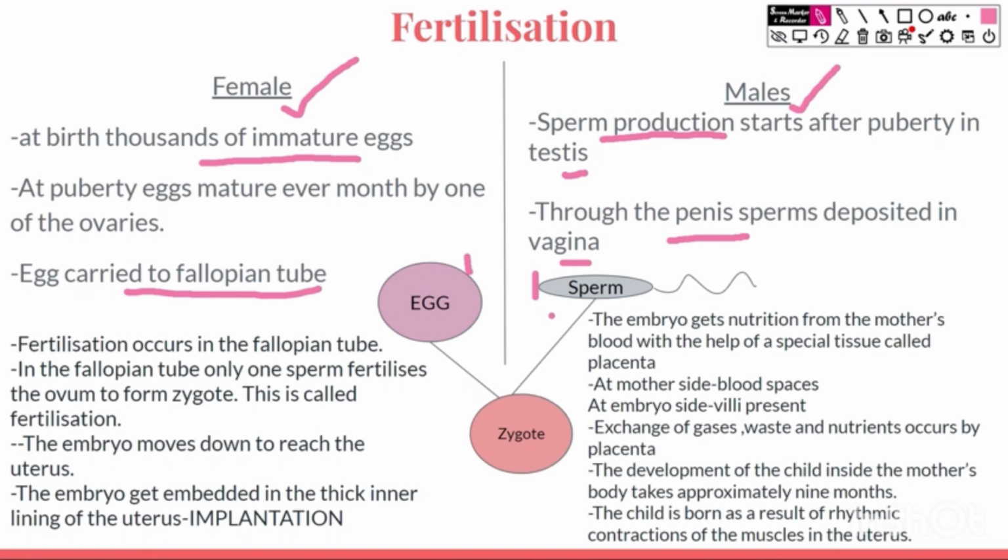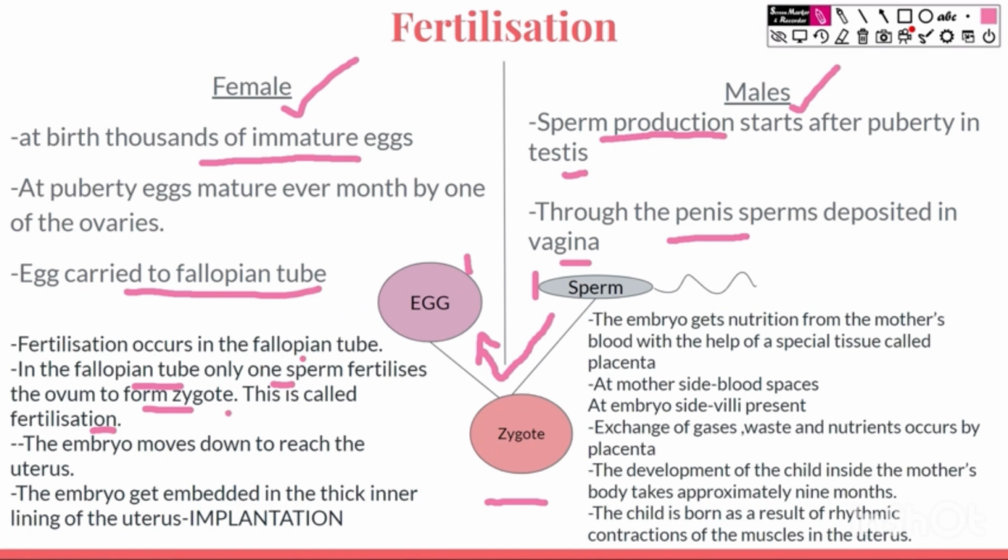The sperm will travel all its way and come to the egg which is waiting in the fallopian tube. Now both the egg and sperm will combine to form a zygote, which will form the new individual and carry the generation forward. So fertilization occurs in the fallopian tube or the oviduct. In the fallopian tube, only one sperm fertilizes with the ovum to form a zygote. The ovum ensures that only one sperm fertilizes with it, and this fusion of both the gametes is called fertilization.